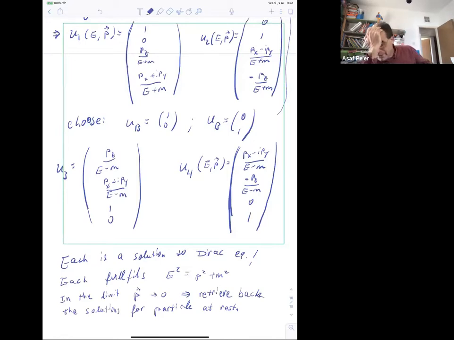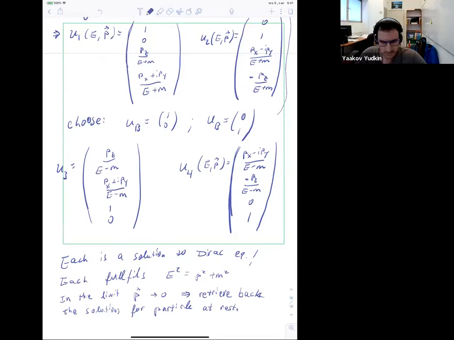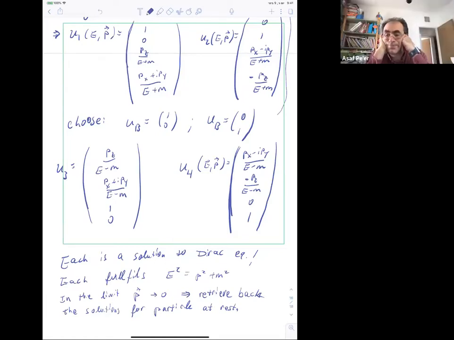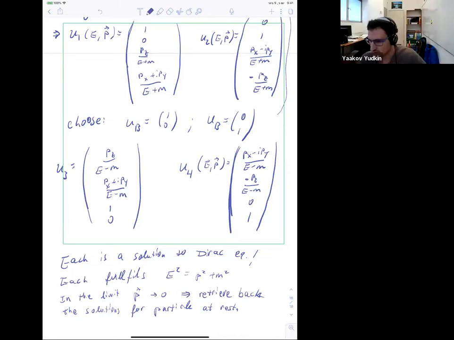Okay, the next step is to interpret these negative energy solutions as the antiparticles. But Asaf, can I ask a question? Yes, please. The fact that when P goes to 0, we go back to this simple 1, 0, 0, 0 solutions, does this mean that at non-zero momentum, the particle and antiparticle mix in some way?